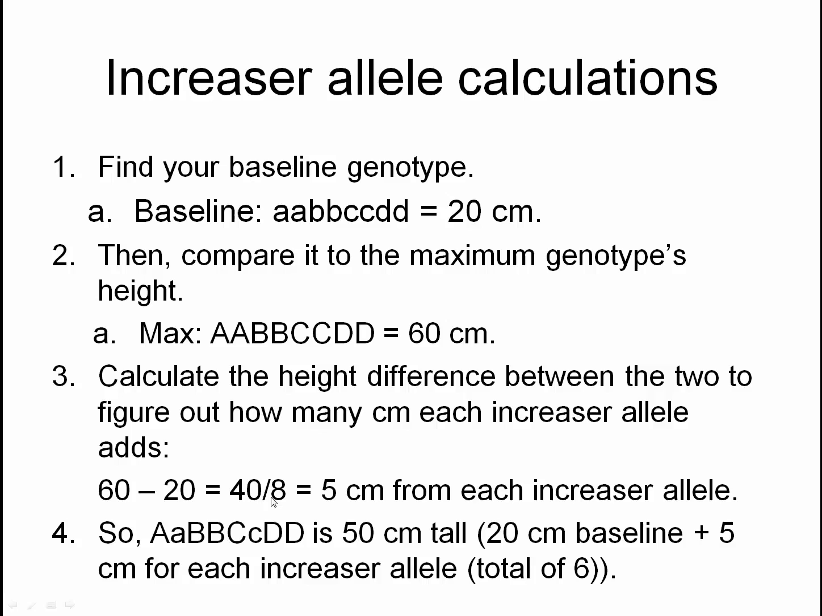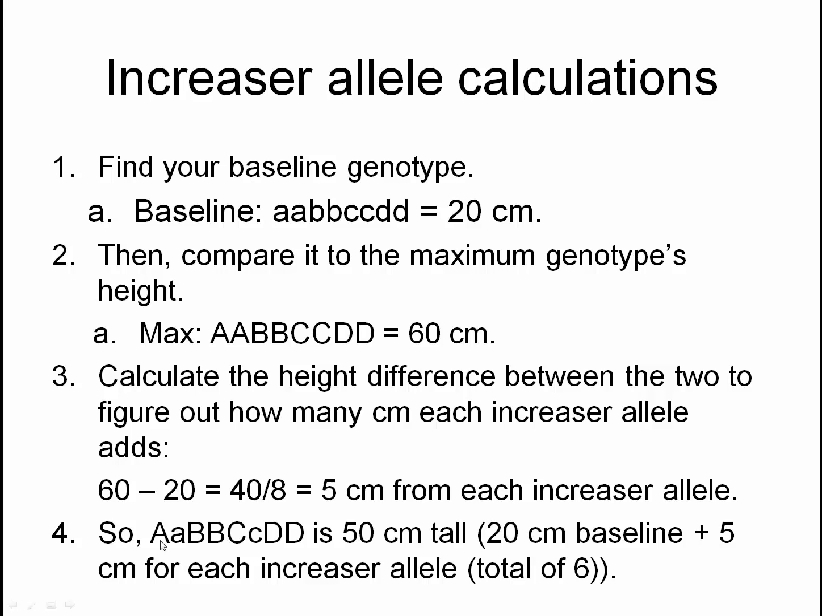I get 40 over 8, which equals 5 centimeters from each increaser allele as the contribution to the overall height. So every copy of a capital letter in your genotype adds 5 centimeters to the length of your corn plant.